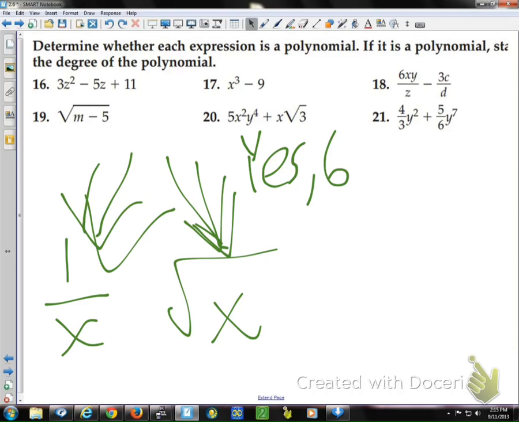Satchel, what do you think about 21? Yes, it would be. And what's the degree? 9. You only add them if they're being multiplied. If they're separated by addition and subtraction, you just take the highest one. There you go. Yes, and 7. Questions about those? Number 21.